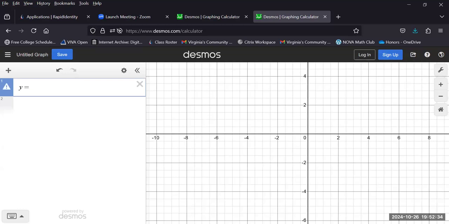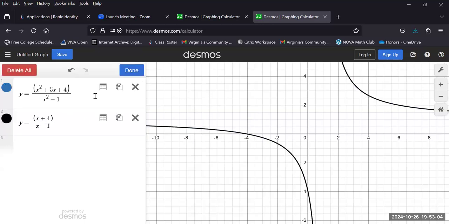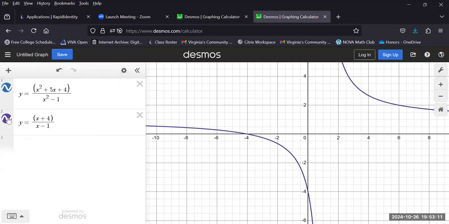So y equals x squared plus 5x plus 4 divided by x squared minus 1. And then we have the other one, the reduced form, which is x plus 4 over x minus 1. So you can see, I'm going to change them. When I turn this one off, you can see it's the same, right? So there's the original, turn this one off, and there's the reduced one.